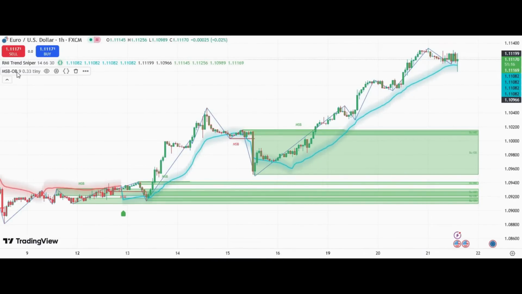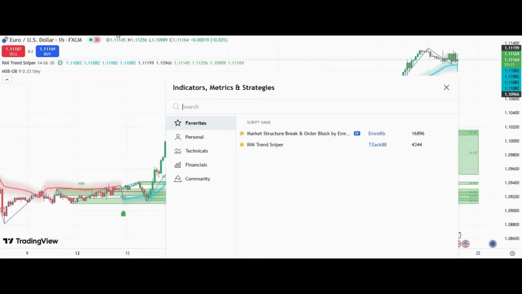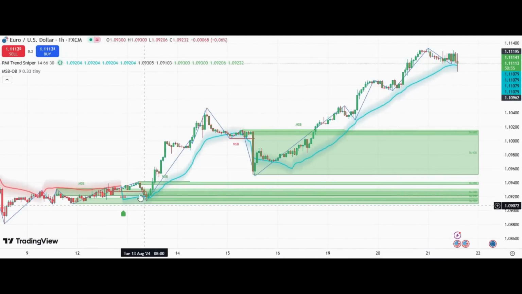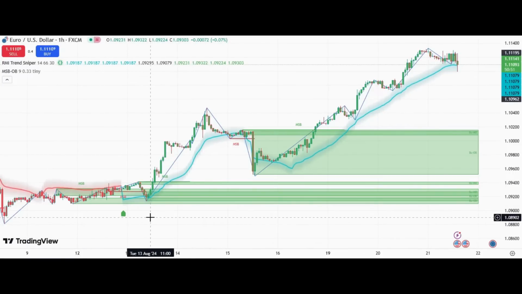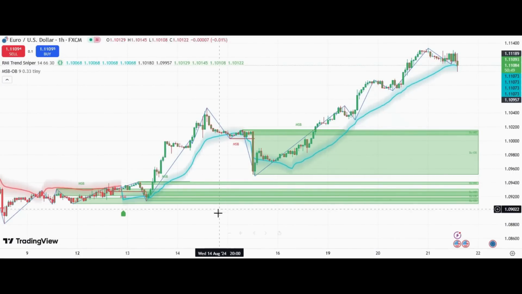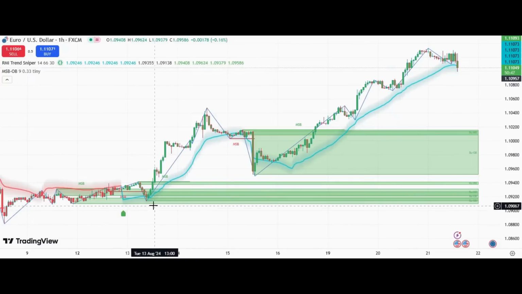So we'll be combining this with a market structure break. So go to the same indicator area on TradingView. You add this market structure break by Enrique B. So this is the one you need to add to your chart. And when you add this to your chart, you don't make any modification on these two indicators. Use the default, because we have discovered that the default settings are working perfectly well.